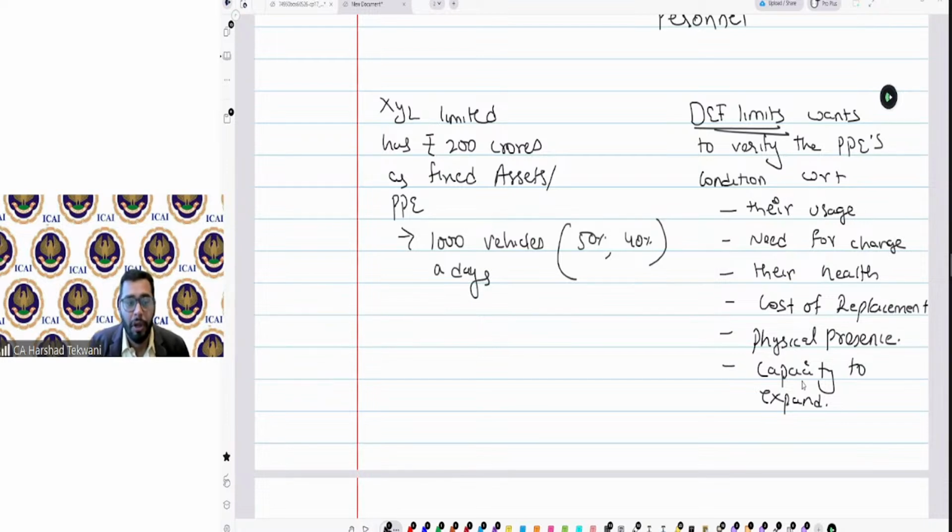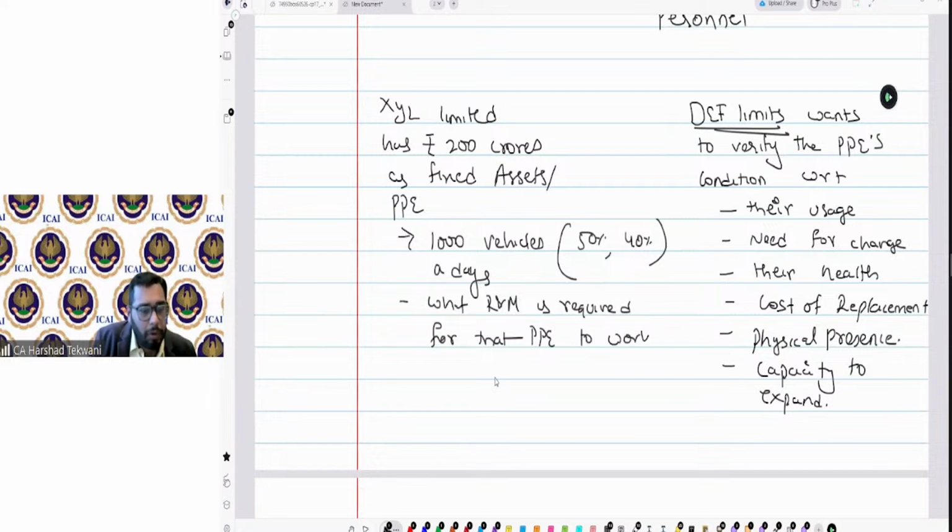Number two, need for a change. Let's say the plant was set up in early 2000s. In that case, it might require a replacement, need for a change. Reason, because they might not be working efficiently. They might be in a condition where a huge amount is spent on repair and maintenance, what repair and maintenance is required for those machines or for that PPE to work. So that will define whether there is a need for the change or not.